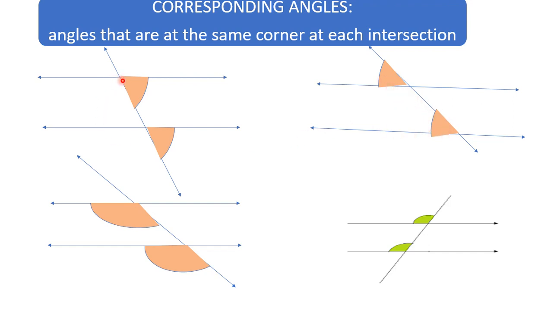So when a transversal intersects two lines, we are getting 4 pairs of corresponding angles. You can observe this in these 4 figures. So understood what the corresponding angles are? Angles that are at the same corner at each intersection are known as corresponding angles.